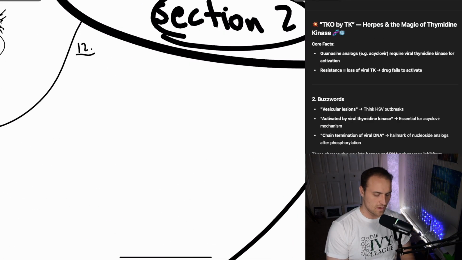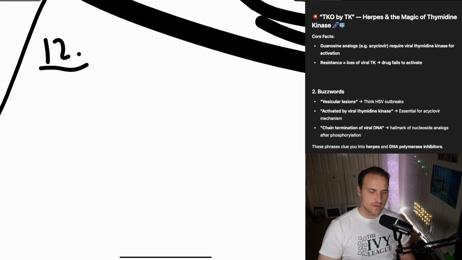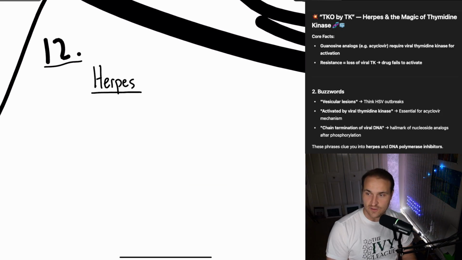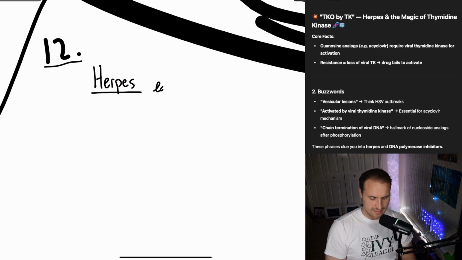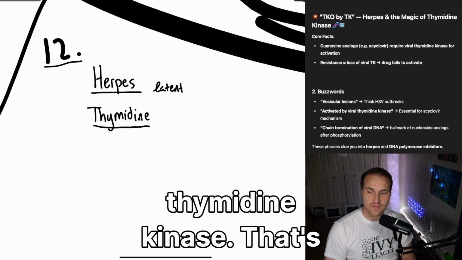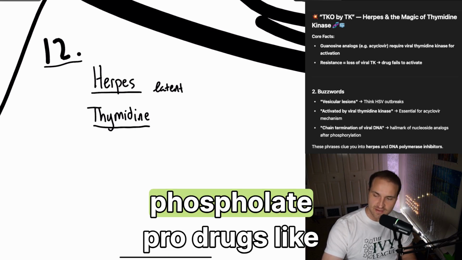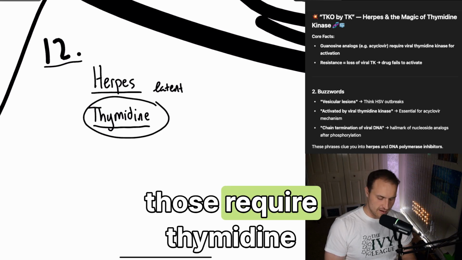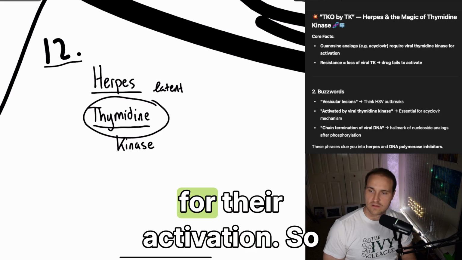We'll just zoom in right here. I'll call this one question 12. Look at that. A friend of mine recently took the STEP exam, and you need to know this, as of 2025. Okay, so herpes, what does this do? It causes genital ulcers and cold sores, and how does it act? It's latent in your neurons. Thymidine kinase is a viral enzyme that phosphorylates prodrugs like acyclovir. And so we use guanosine analogs like acyclovir, and those require thymidine kinase for their activation.